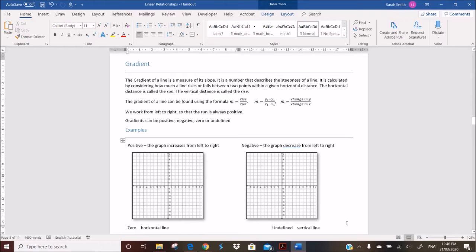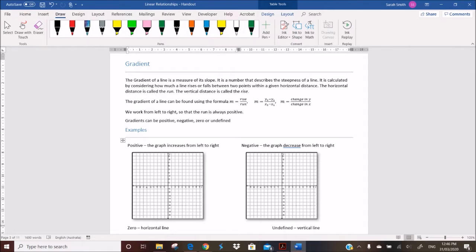Okay, so today we are talking about gradient. So when we refer to the gradient of a line, this is a measure of its slope. So when we're talking about slope, we are talking about how steep a line is. It's calculated by considering how far the line has risen or fallen between 2 points within a given horizontal distance.